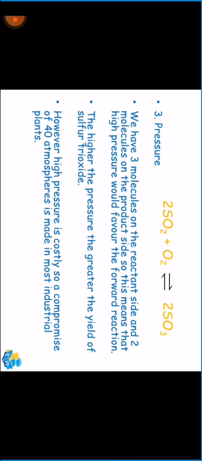The last stress we want to look at is pressure, and we can clearly see that we have 3 molecules on the reactant side, with the 3 coming from 2 plus 1, and we have 2 molecules on the product side. So that means that if we have a high pressure, it will favour the forward reaction. So the higher the pressure, the greater the yield of sulfur trioxide. However, we know that high pressure is costly, so a compromise of 40 atmospheres is used in most industrial plants.